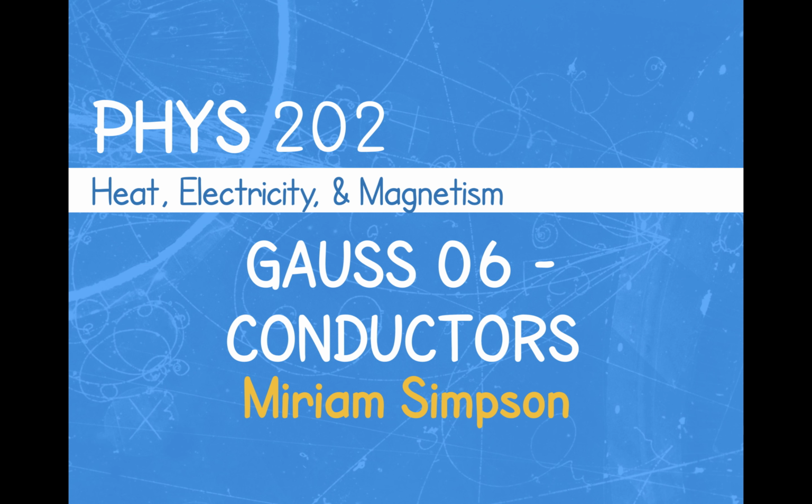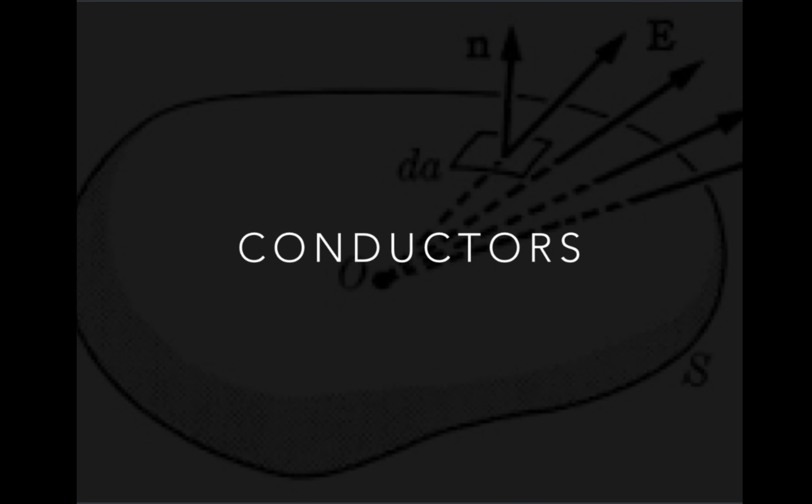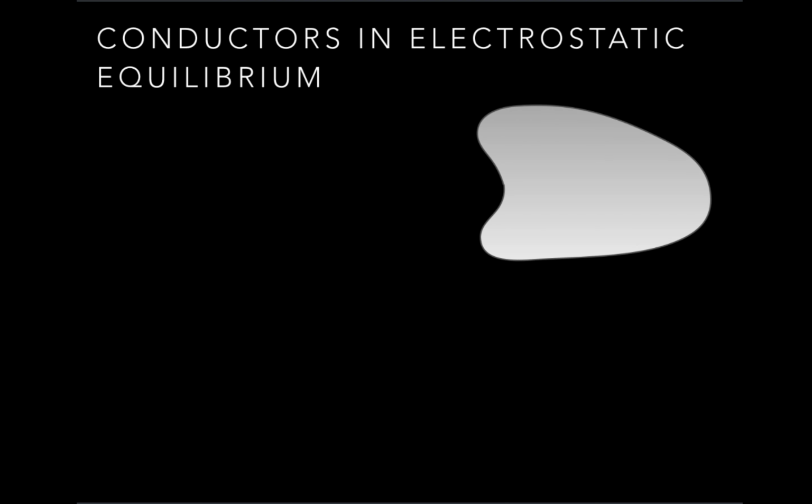Let's talk a little bit more about conductors, and in terms of Gauss's law. So remember, conductors in electrostatic equilibrium, which means once the charges have all stopped moving, okay? Where do charges go on a conductor? Like if you have a net charge on a conductor, where does it hang out? On the surface, right?